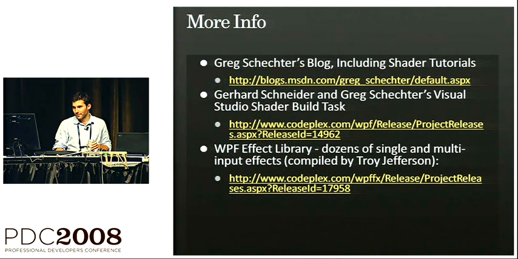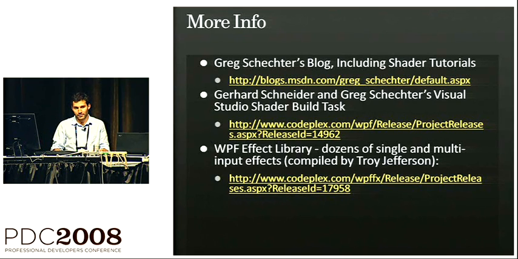For more info, I've got some pretty useful links here, and you can get these after the fact if you download the slide deck. Greg Schechter's blog. Greg Schechter is the graphics architect who was responsible for a lot of the stuff you saw tonight. He helped write the shader build task and a bunch of other things. Go to his blog. He's got tutorials on how to write shaders, and they're a lot more thorough than what I've shown. The Visual Studio build task I showed you for shaders is extremely useful. You can get that from Codeplex. It's pretty easy to find. You can get a link to it from Greg's blog, so you don't have to waste your time downloading my slide deck.